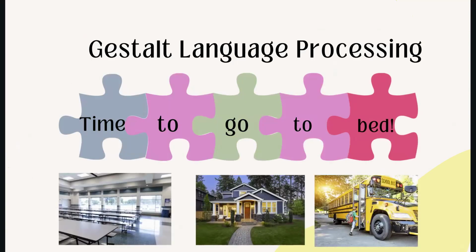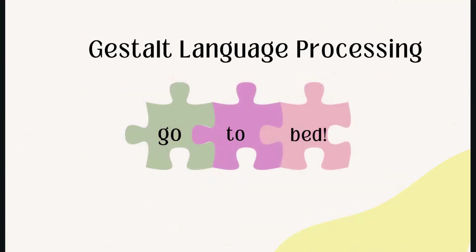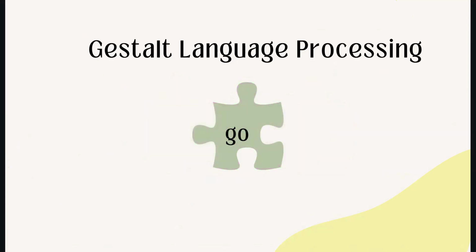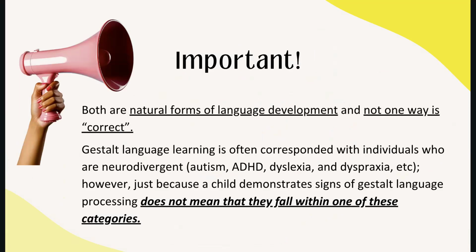Well, with a Gestalt language processor, they might use the phrase time to go to bed when it's time to go to lunch, or it's time to go home, or it's time to get on the bus. So they have this phrase learned and then they start breaking it up. Go to bed, go. And then from there, they have that go, and then they start changing that last word. Time to go to school, time to go to the bus, time to go to lunch. So they're taking that big chunk, working down, and then working back up.